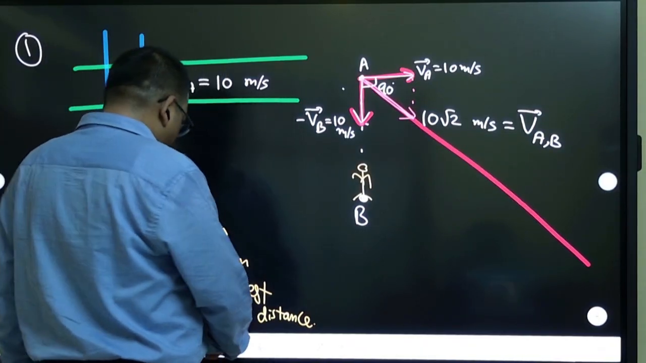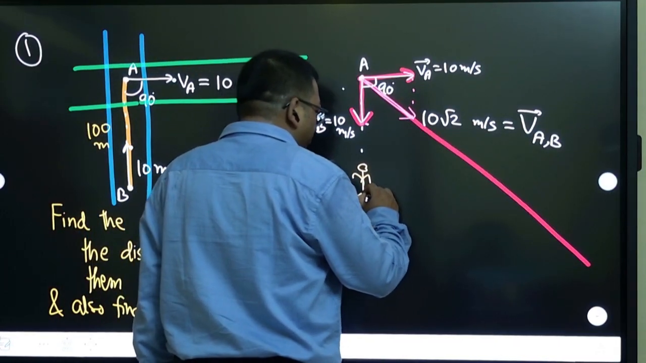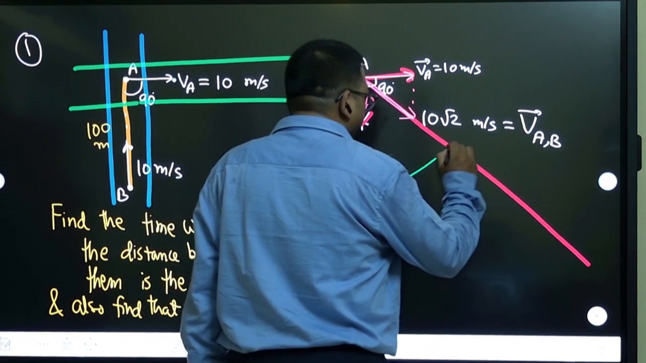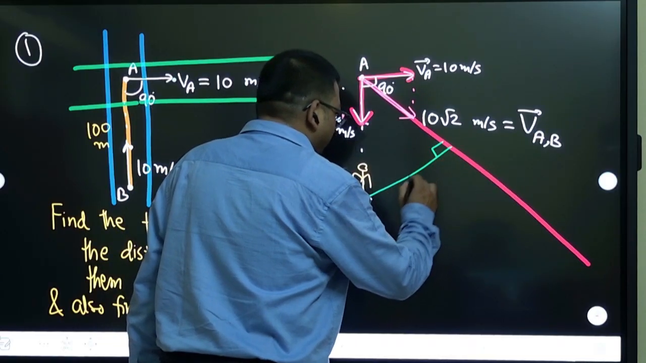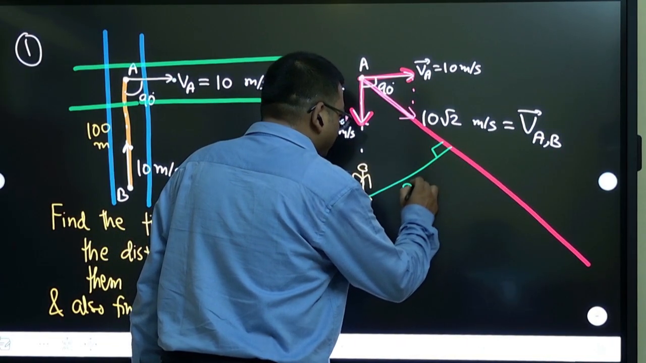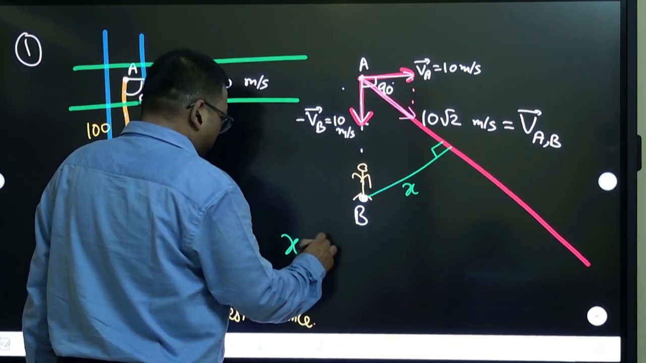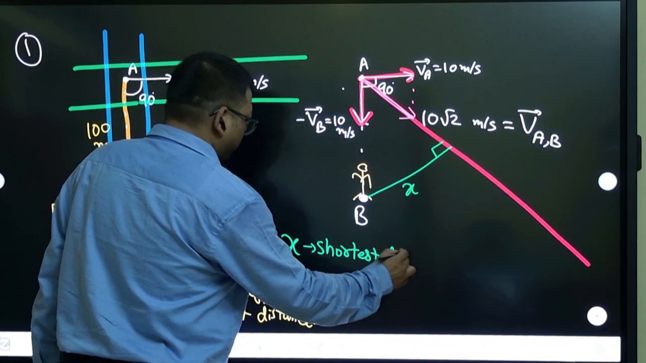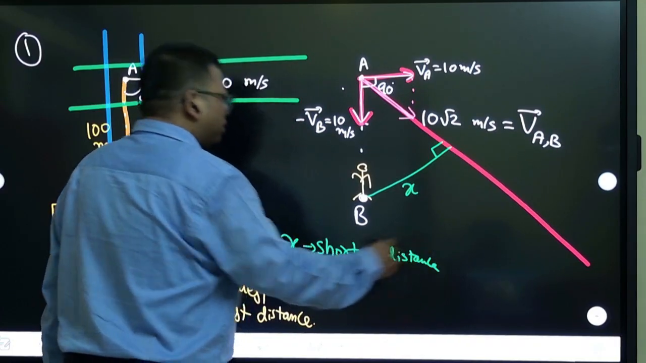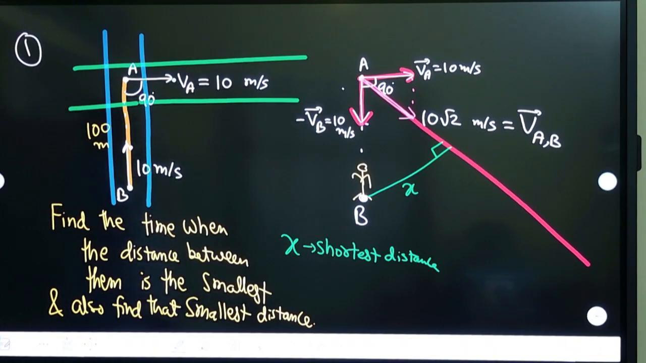Now tell me, what is the shortest distance? Shortest distance means you need to drop a perpendicular, right? This perpendicular is the shortest distance. Let us say that this is x. This x is the shortest distance. We need to calculate x. So tell me, how do we calculate x?